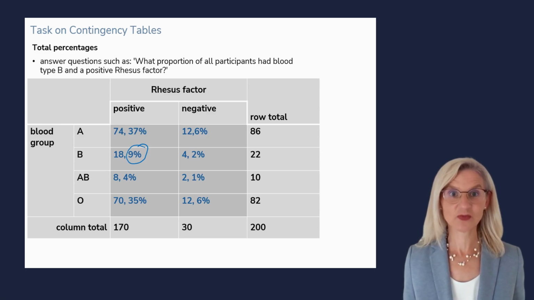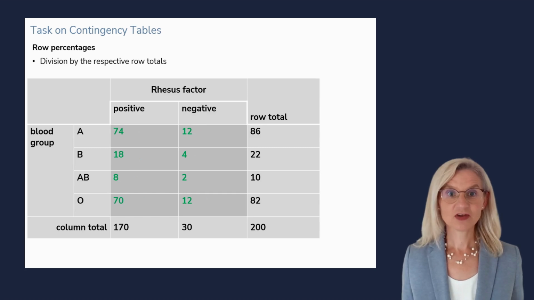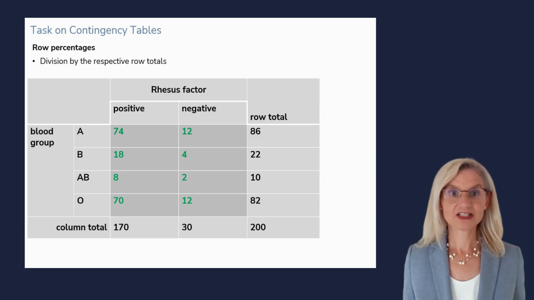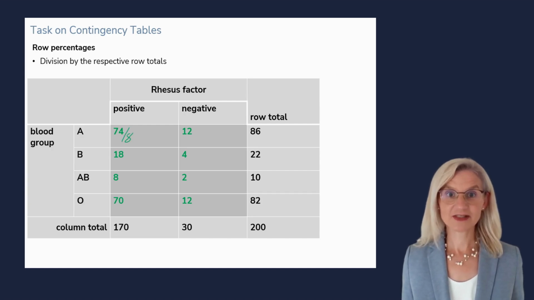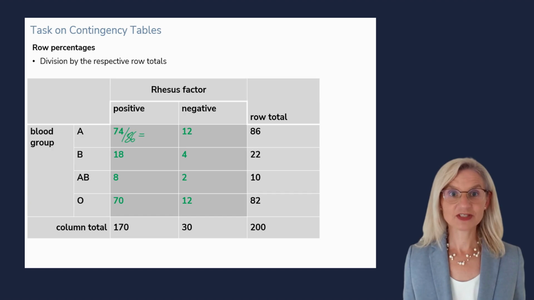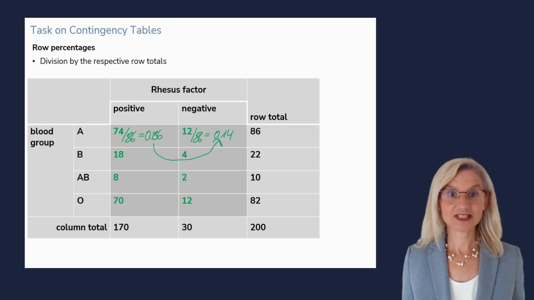Next, let's look at row percentages. Pause the video and give it a go. Here, each cell value is divided by its row total. For example, 74 divided by 86 is about 0.86 or 86%. 12 divided by 86 is about 0.14 or 14%. You'll notice that the percentages in each row add up to 100%.